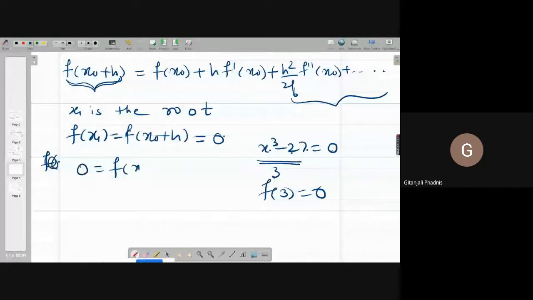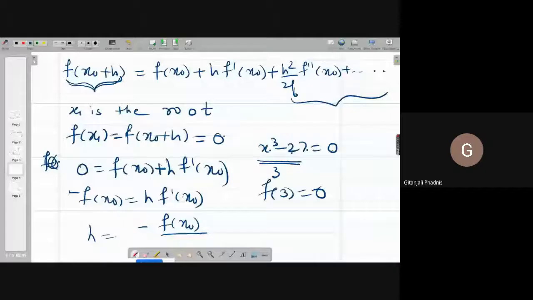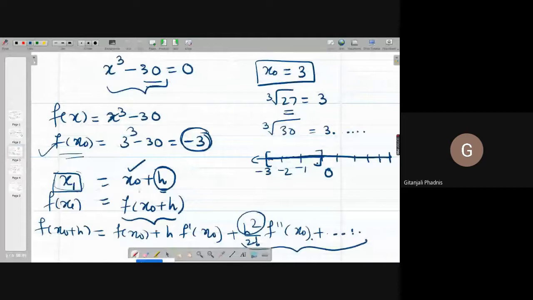So 0 is equal to f x naught plus h f dash x naught. So what will be h? Minus f x naught is equal to h f dash x naught. So h will be minus f x naught upon f dash x naught. Do you understand it? We will write it neatly, no problem. And therefore, this implies, what was my x1? What was my x1? x naught plus h. Yes, ma'am. Correct?